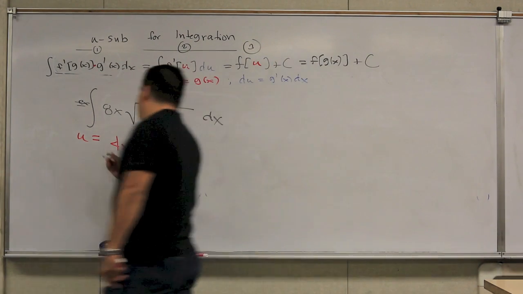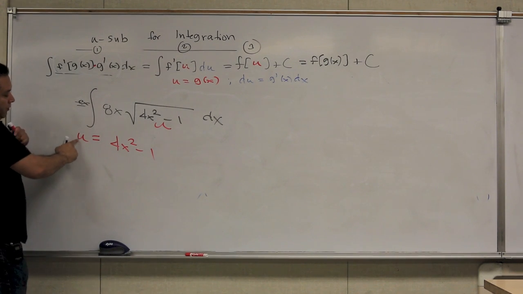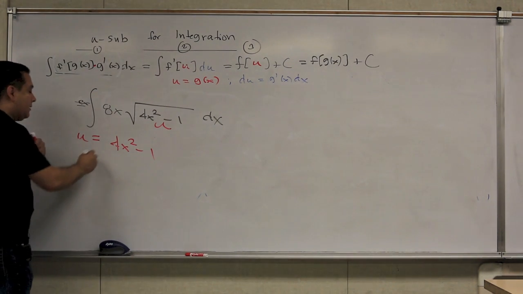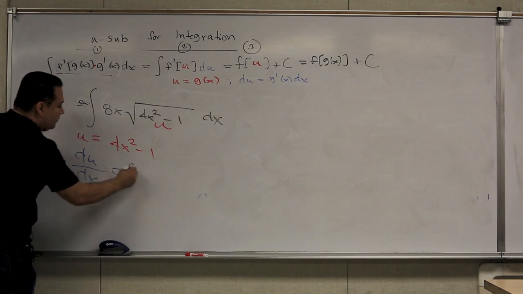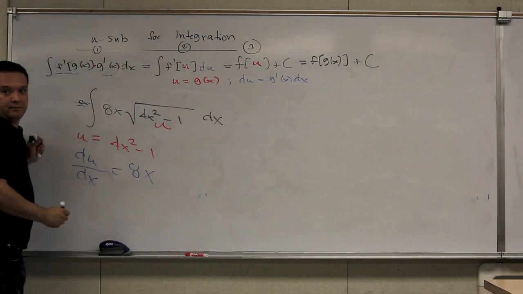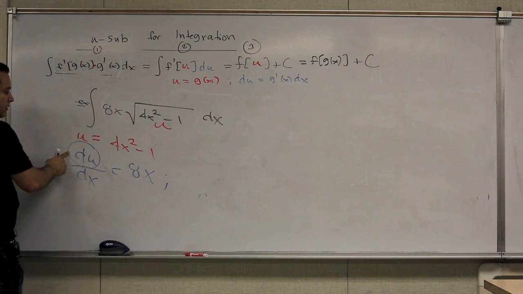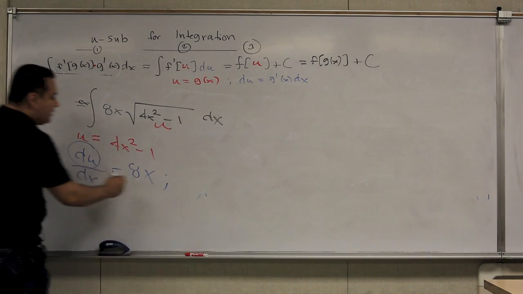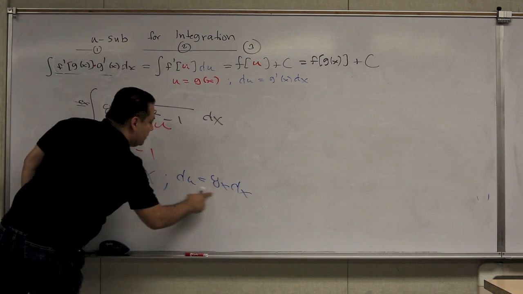It's 8x. How do you know? The derivative of a constant in general. Well, no, the derivative of u with respect to x is what? Isn't du dx 8x? And then what do you do next? Solve for du by multiplying both sides by dx. You now get du is 8x dx.